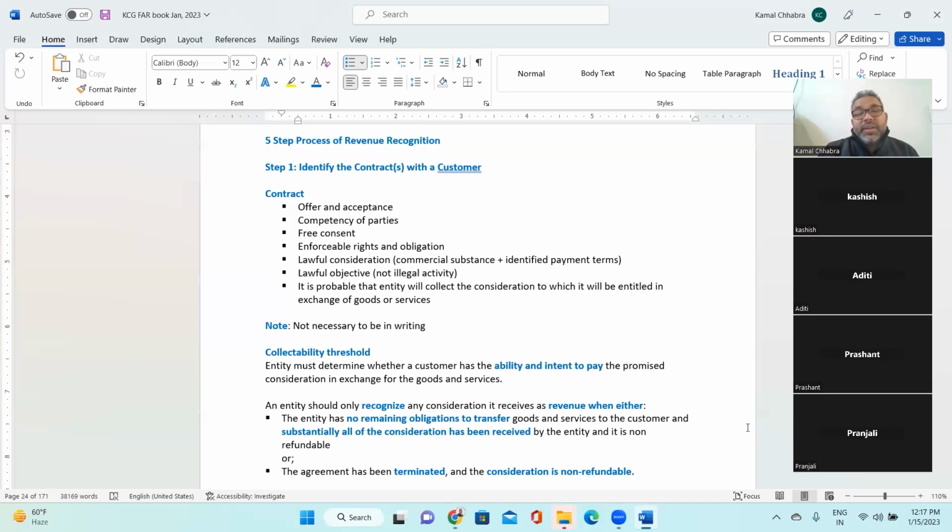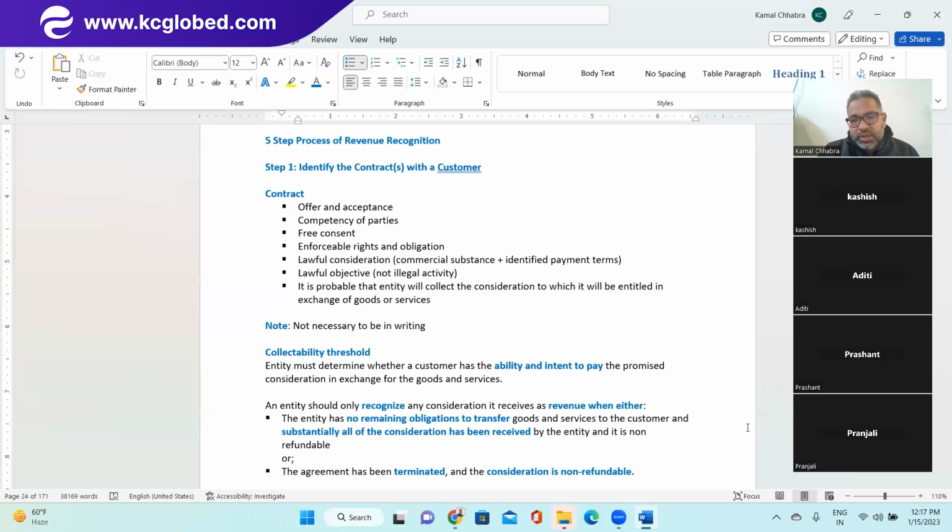So enforceability should be there in the contract. And the most important thing is lawful consideration. So for an agreement to be a contract, there must be a commercial substance. If there is no commercial substance, then that's just an agreement. That is not a contract.